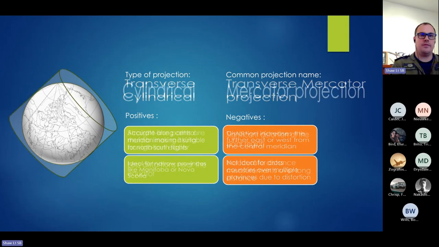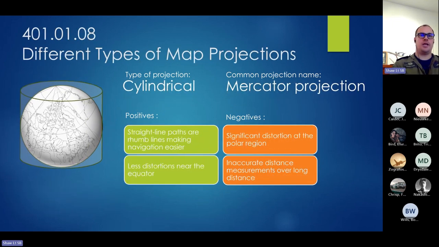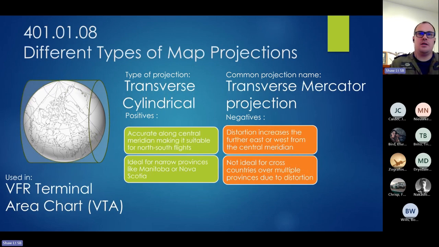So where do we have that? Okay, so transverse Mercator. It's accurate along the central meridian, making it suitable for north-south flights, and it's ideal for narrow provinces like Manitoba or Nova Scotia. The distortion increases the further east or west you go, and it's not ideal for cross countries over multiple provinces. So it's great for north-south in kind of a small area, but not great if we're going a long distance east to west. It gets distorted the further away from the center you go.